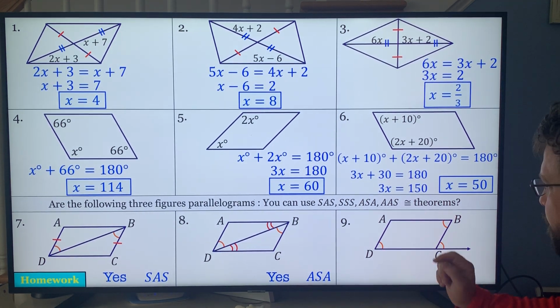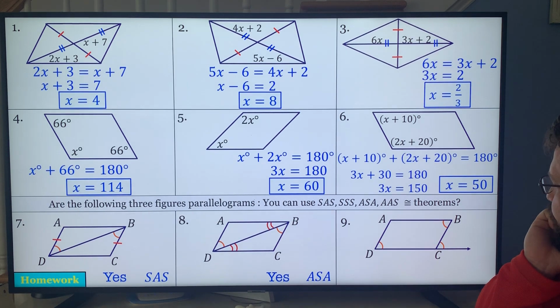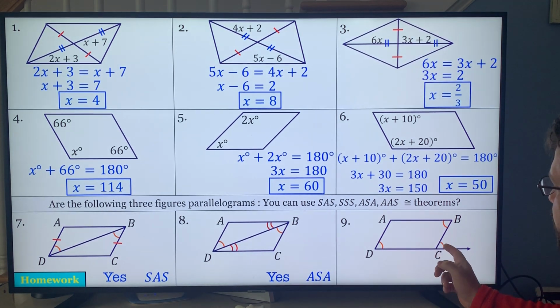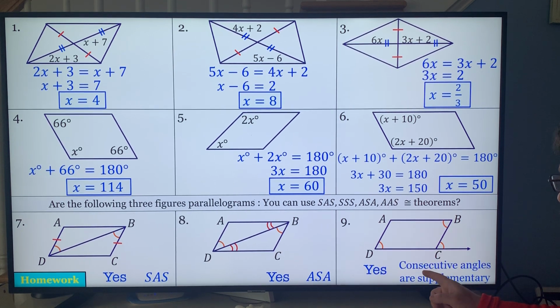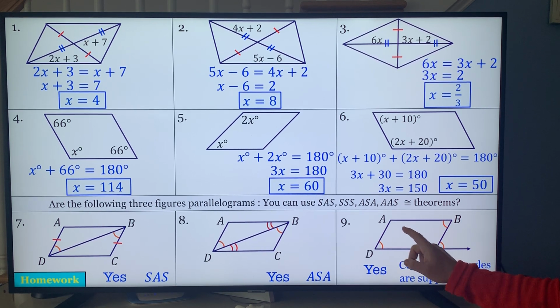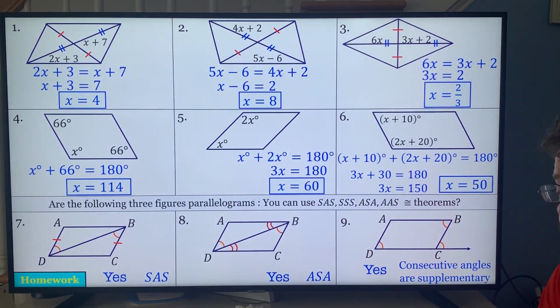This one right here, what do you think? Well, these two angles are congruent and it's congruent to this one. So that means that this angle has to be supplementary to this. So this angle is also supplementary to that angle, which is also supplementary to that angle, right? Consecutive angles are supplementary. So since this is supplementary, this angle has to be equal, so opposite angles are equal. Well, and that's it. Tricky, but easy.